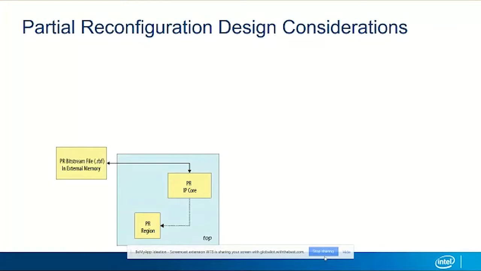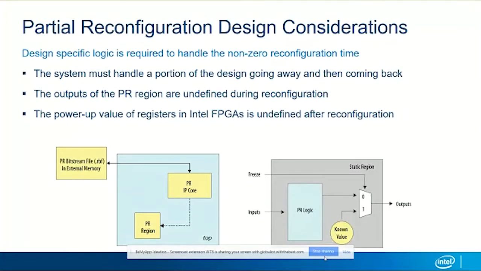So the diagram on the right here kind of shows a mux connected to the PR region with some additional signals. This is a standard method to mitigate the effect of these unknown conditions, where effectively when you're performing a PR operation by using this mux, you can force the outputs of the PR region, which are going to communicate with the rest of the design that typically doesn't change, into a known condition. Finally, the registers within the PR region itself will power up in an undefined condition.